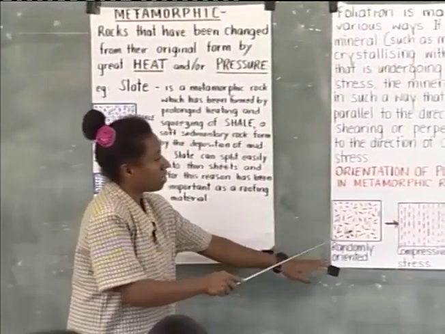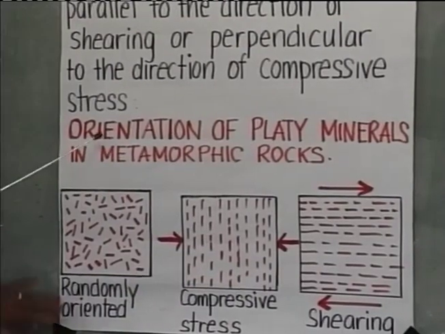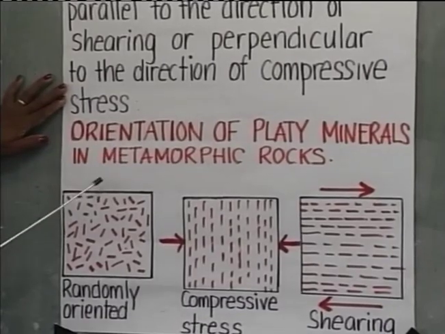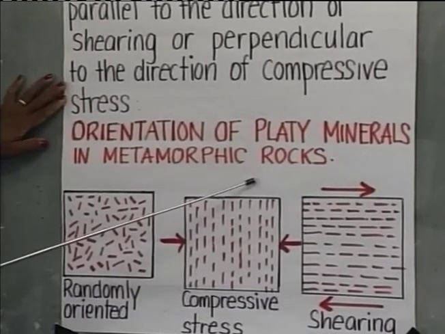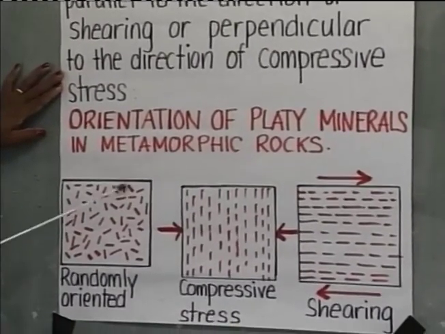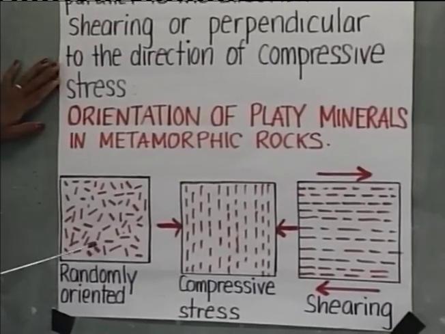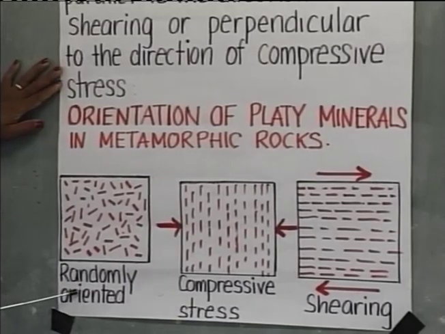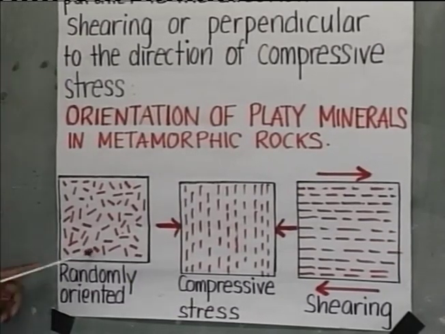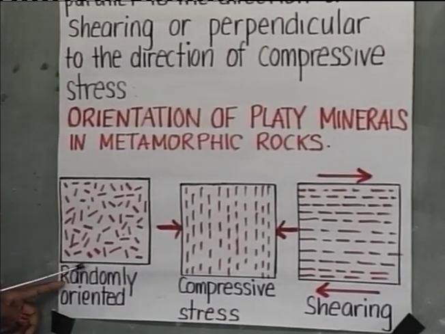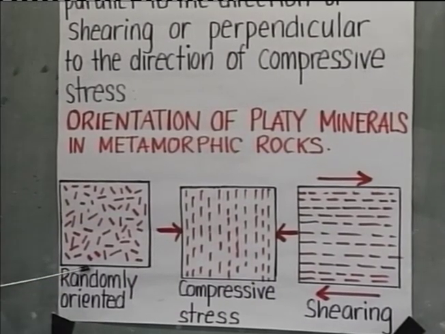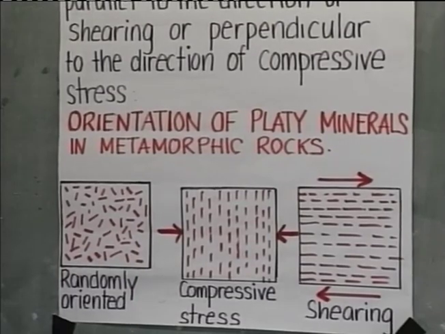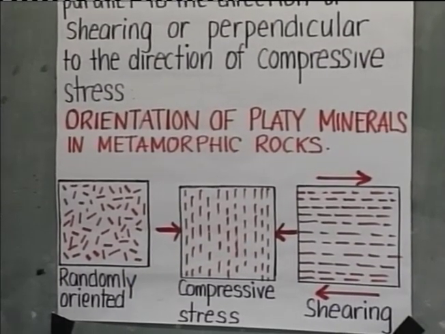So let's look at the example here as given. Here we are looking at the orientation of the platy minerals in a metamorphic rock. Okay, we start off, first of all, with the minerals arranged randomly with no force exerted. This is what the minerals would look like in the way in which they have been arranged. They're randomly arranged, with perhaps no distinctive pattern you can actually pick up.